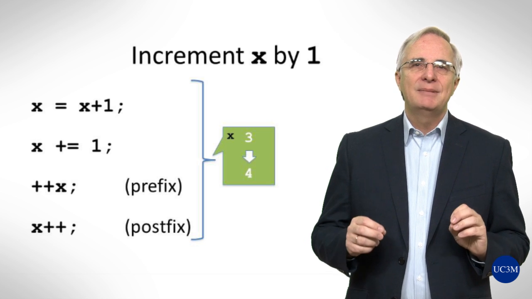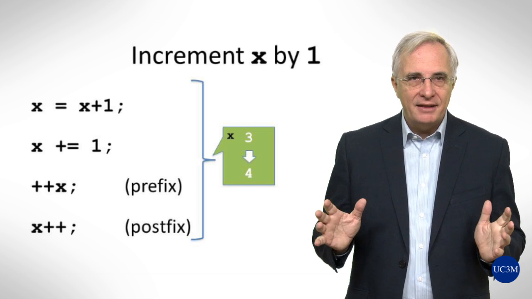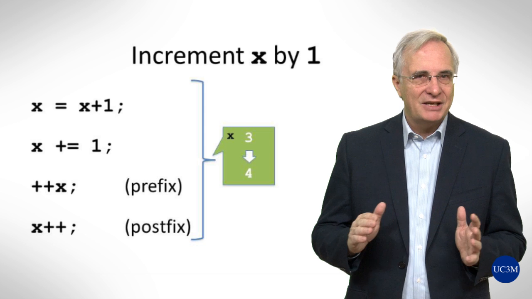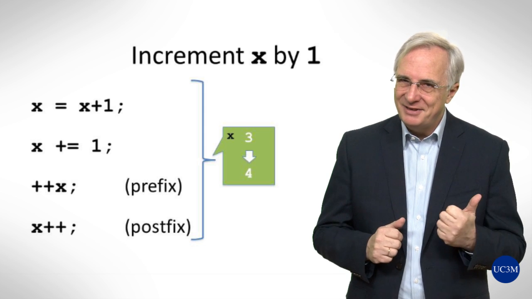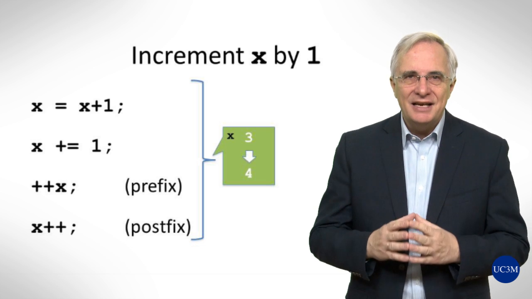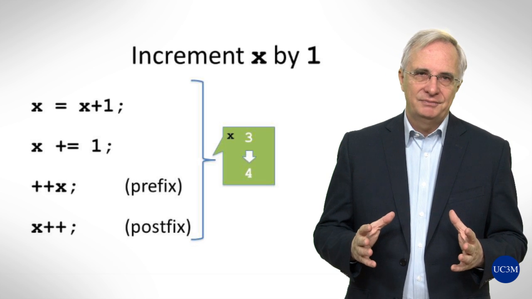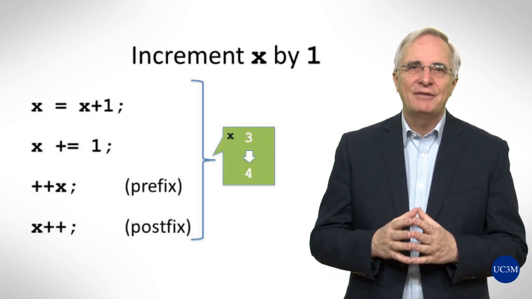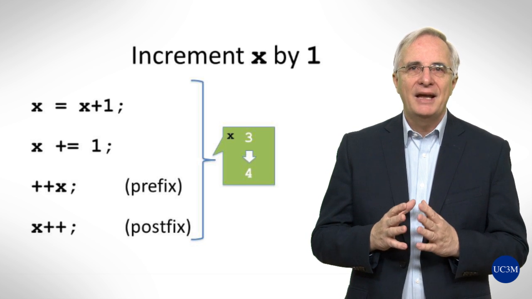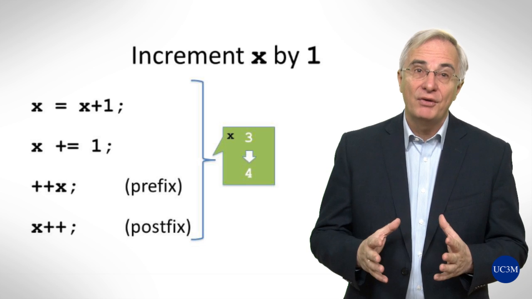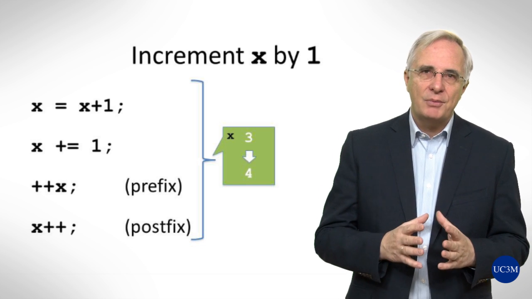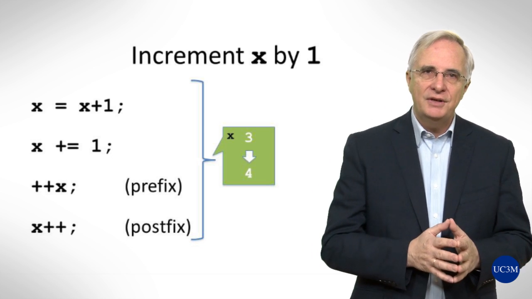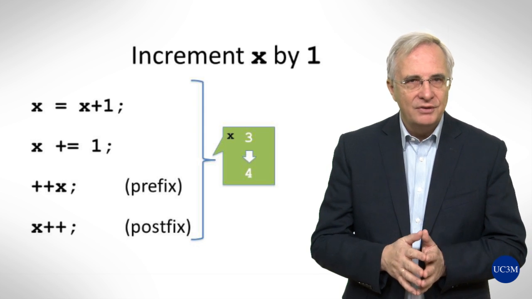Now, if we want to increment by precisely 1 and not by any other value, there are further ways of writing it. Plus plus x and x plus plus. Both are statements and expressions. As a statement, their effect is to increment the variable x. As an expression, the value of plus plus x is the value of x after the increment. And the value of x plus plus is the value of x before the increment. The prefix operator means that first we increment and then show the value. And the postfix operator first shows the value and then increments.